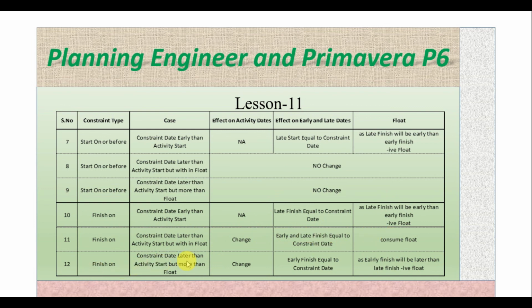Finish on with case 3, the start and finish will change, and early finish equals the constraint date. As early finish will be later than the late finish, there will be negative float.